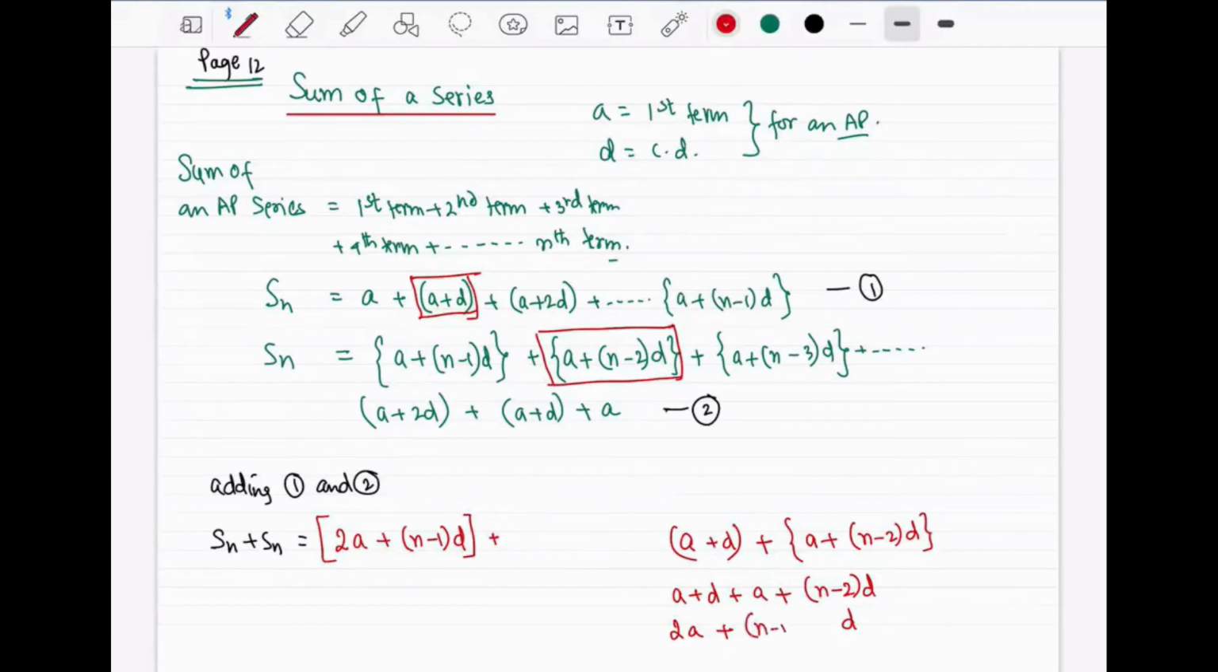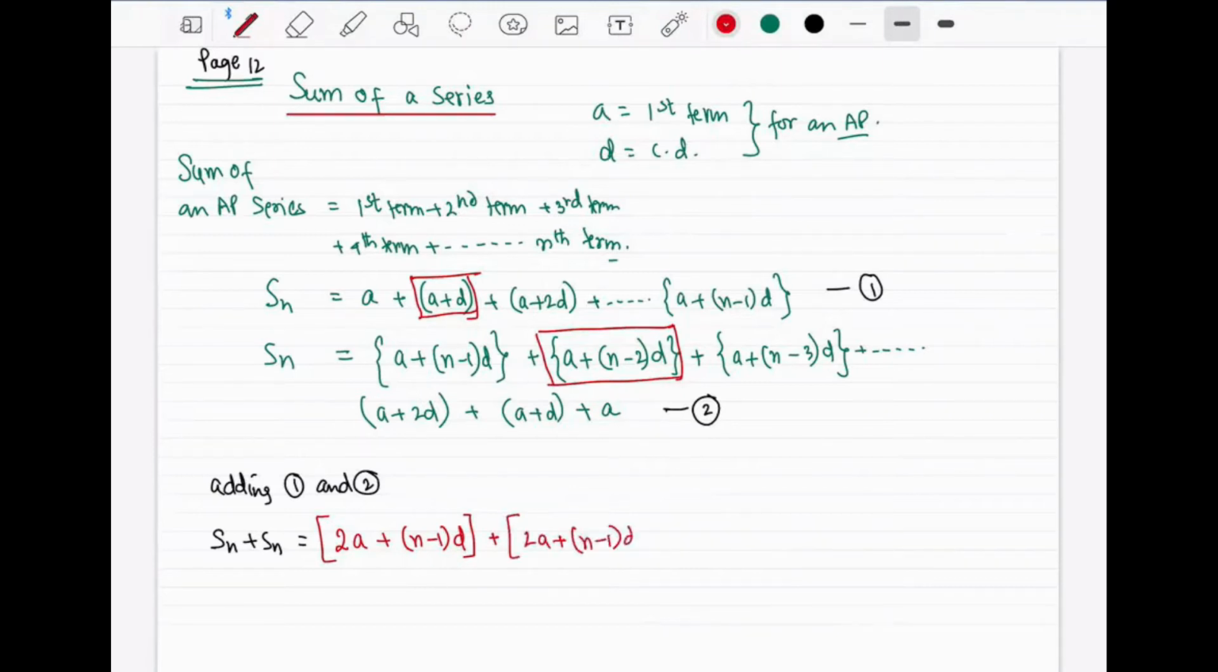So we get n minus 1 d. So when we add the second term and second last term, we again obtain twice a plus n minus 1 d. Same result as adding the first term and the last term, right? Okay, now let's rub this off. When we add the second term and second last term, we obtain twice a plus n minus 1 d.